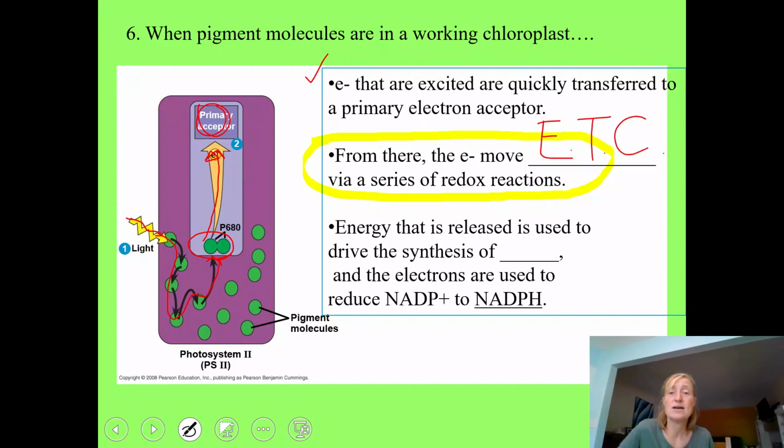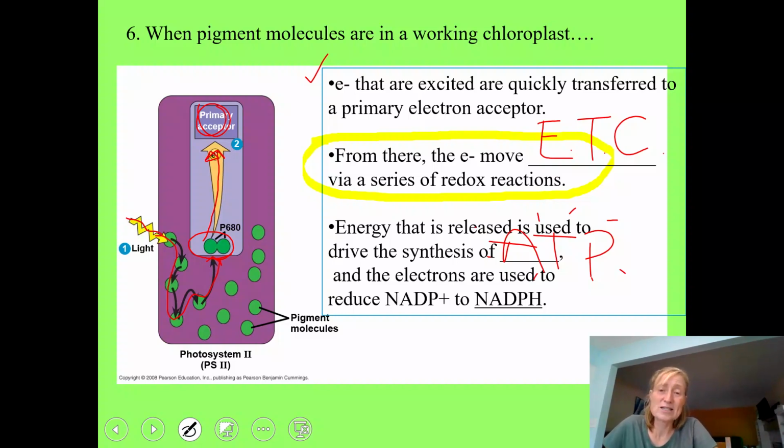A chain of molecules. Via a series of redox reactions, they fall down a chain of molecules. And when electrons fall back to their original low energy state, energy is released. This is an exergonic reaction. Energy that's released is used to drive the synthesis of ATP. We're going to make some chemicals here. We're going to see that it's very similar to oxidative phosphorylation. It's just that the energy is coming from somewhere else.